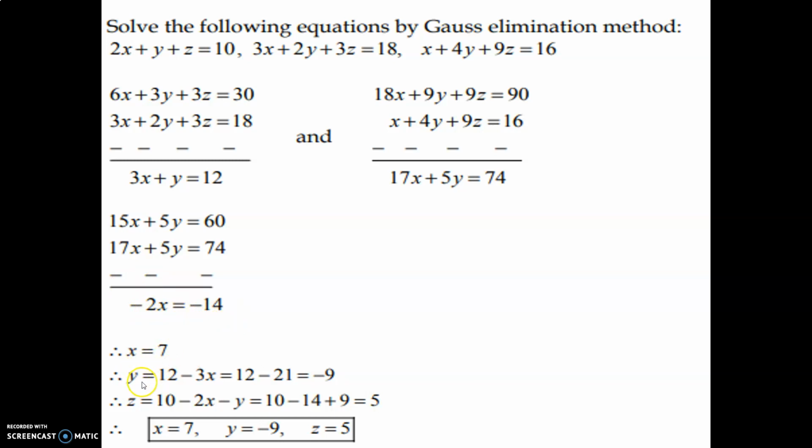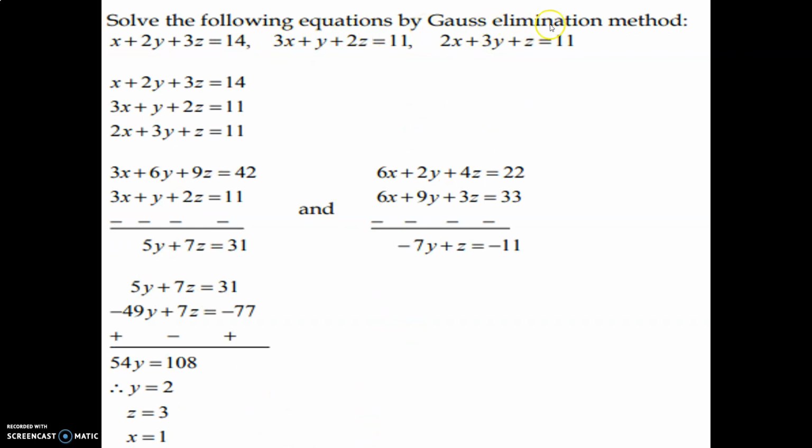Back substitute in the system of equations: y is 12 minus 3x, which is 12 minus 21, equal to minus 9. We derive z: 10 minus 2x minus y equal to 10 minus 14 plus 9 equal to 5. So we derive x equal to 7, y is equal to minus 9, z equal to 5.